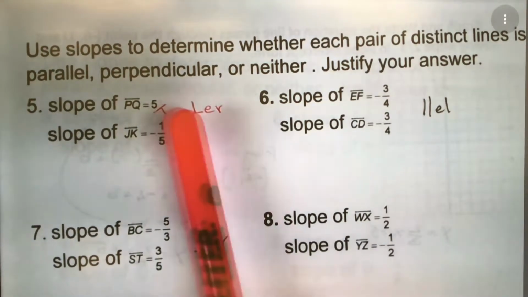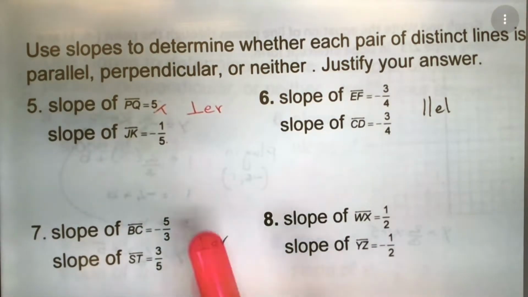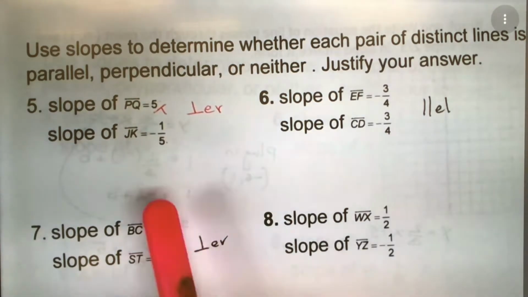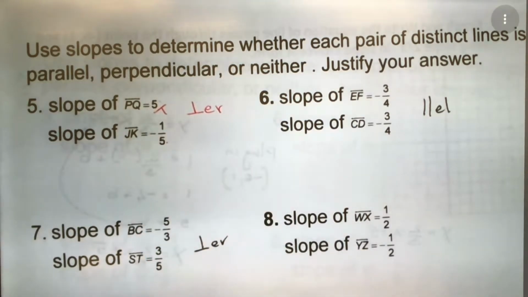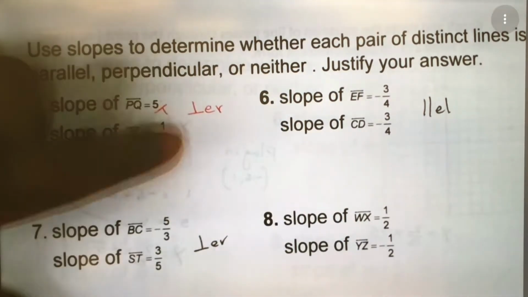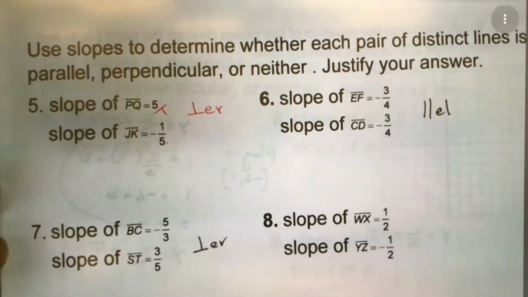The slope of the first one is 5, which I can write as a fraction 5 over 1, and the second one is negative 1 over 5. The signs are opposite, and they are reciprocals, so they are perpendicular lines. The second one, both have the same slope, negative 3 over 4, so they are parallel lines.